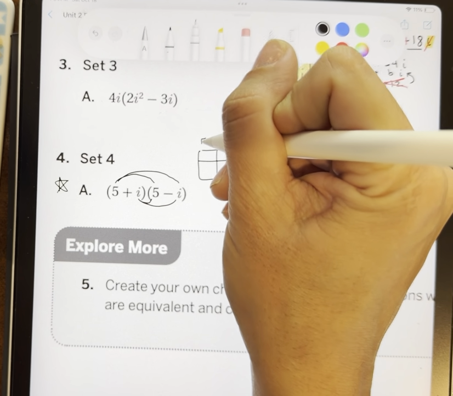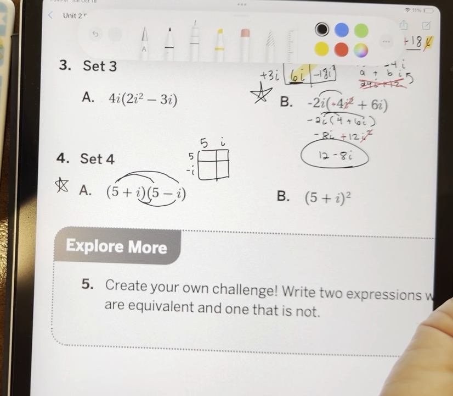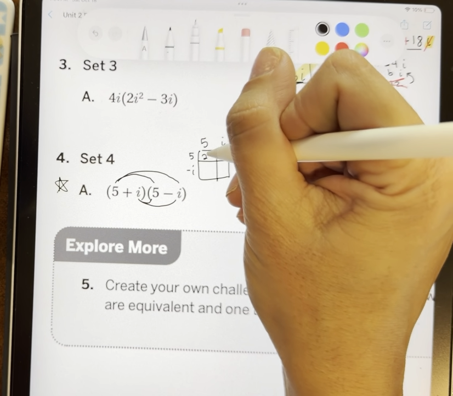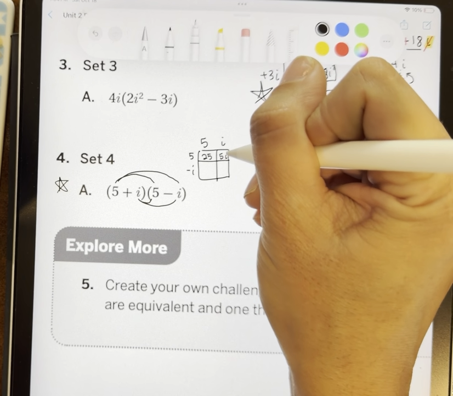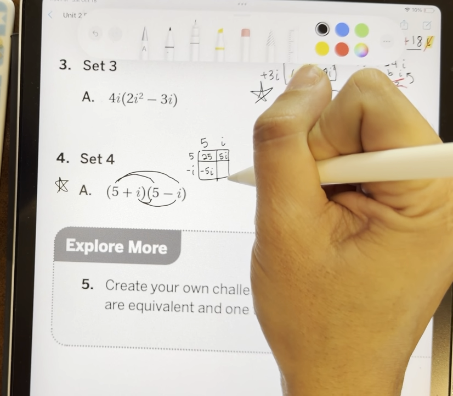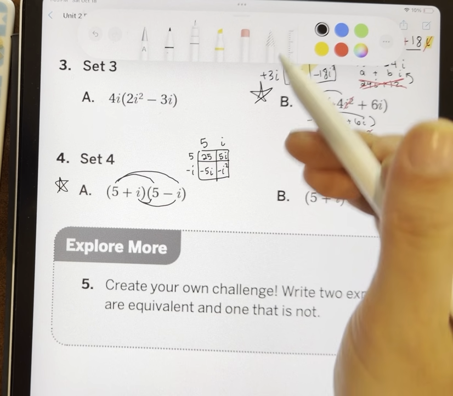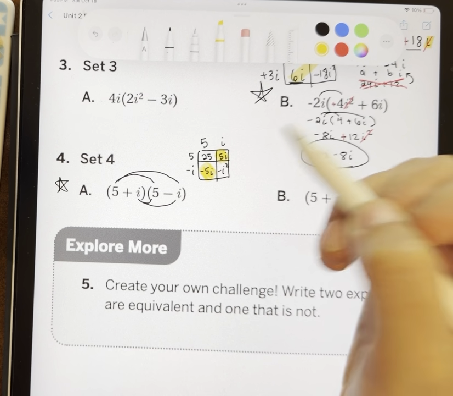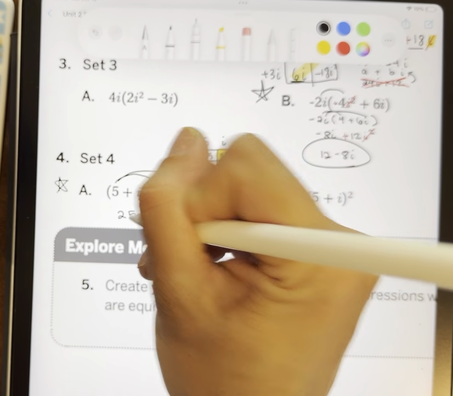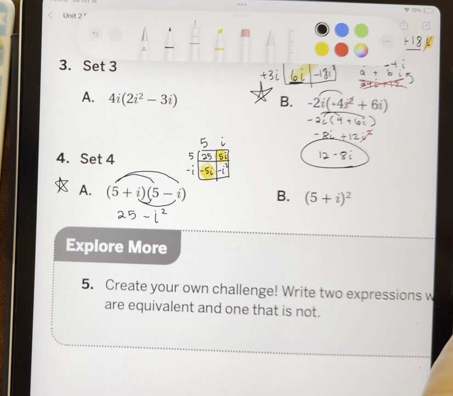With the box, it would look like 5i, 5 negative i. And then 5 times 5 is 25. 5 times i is 5i. 5 times negative i is negative 5i. And negative i times i is negative i squared. And then I can see that in the middle here, these two actually cancel each other out. So I'm just left with 25 minus i squared.